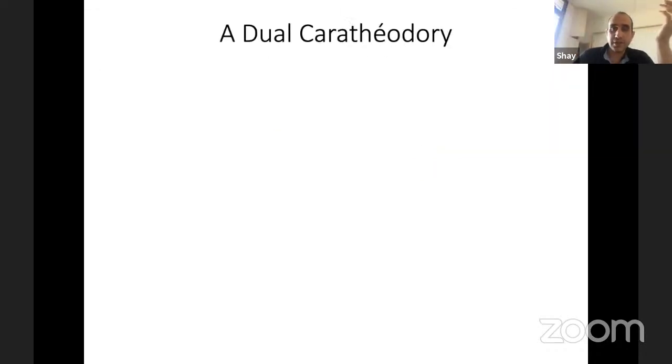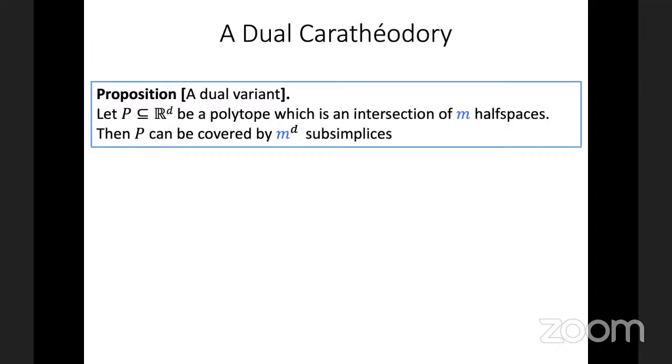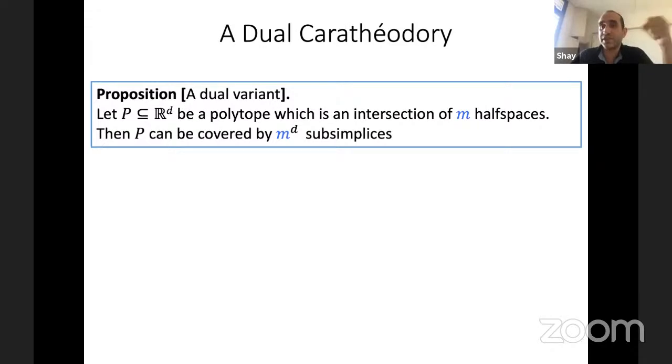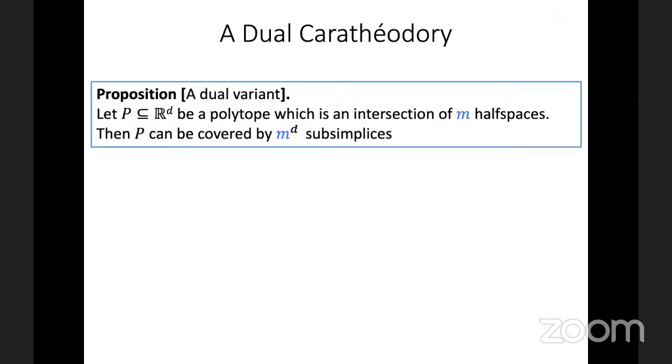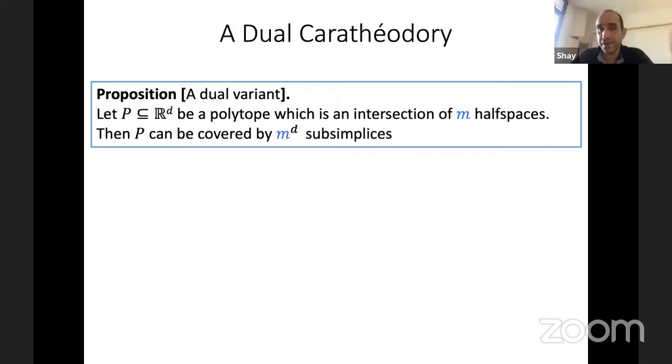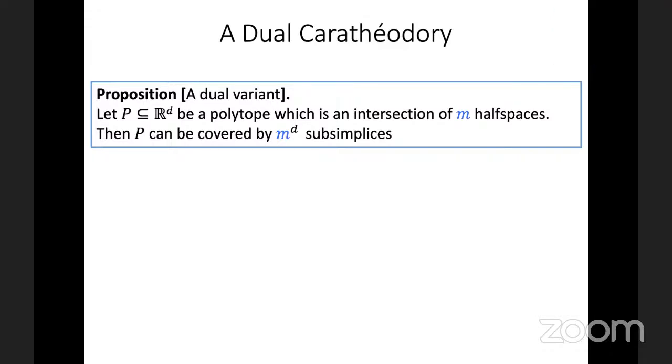You can ask yourself about the dual question. What happens if the polytope has a simple description in terms of an intersection of half spaces? So we prove a dual variant, and we show that if P is the intersection of m half spaces, then it can be covered by m to the d subsimplices. So roughly the same dependence. And again, the moral is that if you have a short dual description of P, then you can also cover it by a few subsimplices.